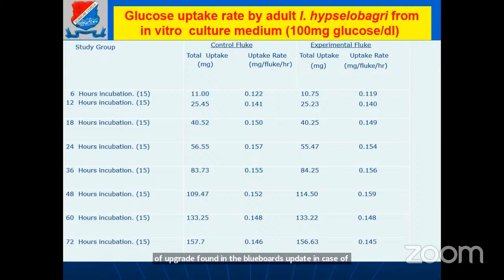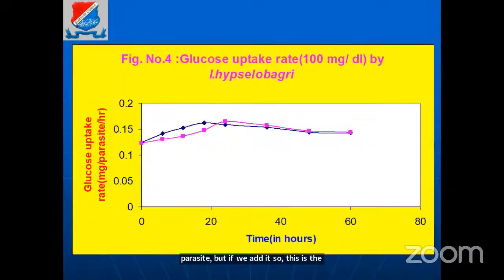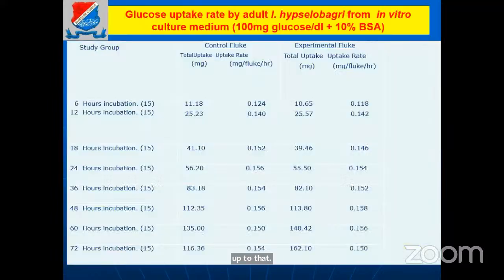This is the uptake rate you can see. Within 20 hours the uptake rate is high, and then it gradually saturates. That means they don't take much more glucose after that. But one interesting feature is that if we add BSA to the culture media, 100 milligram glucose with 10% BSA, the rate of uptake increases.